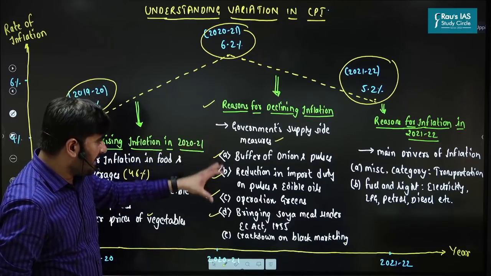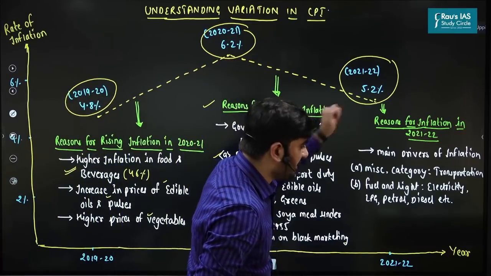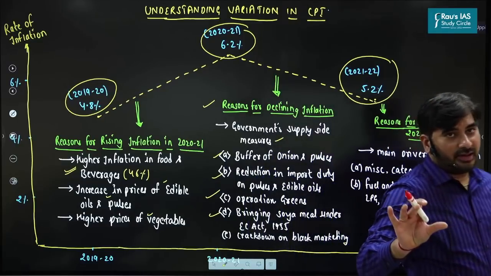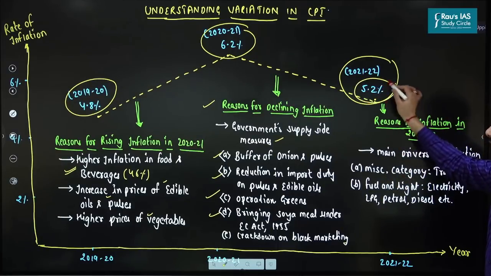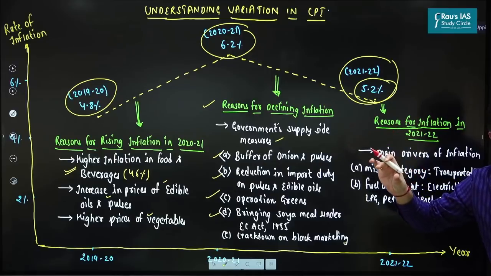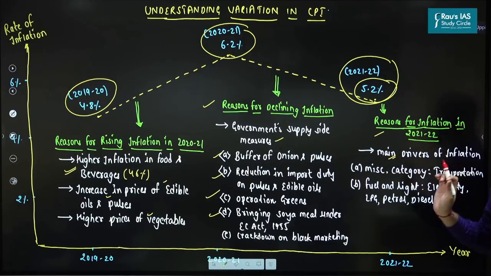So these are the supply side measures taken by the government, because of which the consumer price inflation has come down. But is it still very low? No, it is still quite higher at 5.2%. So why is CPI still higher at 5.2%? What are the main drivers of inflation?